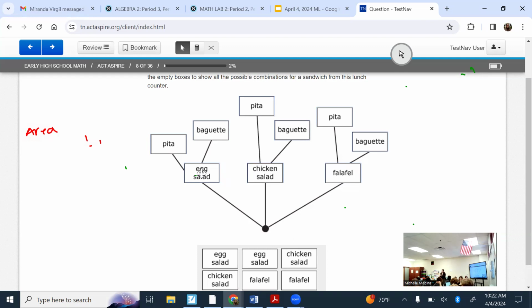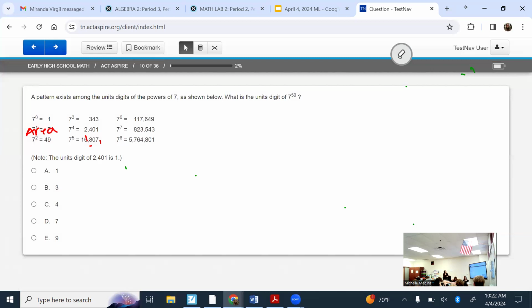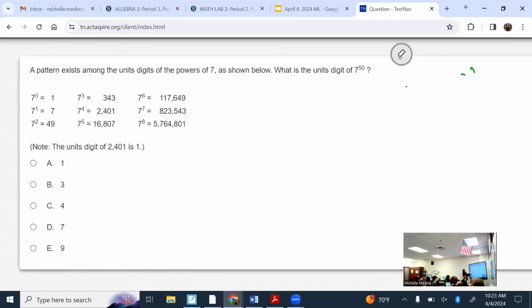John. Number 10. Okay, so this one was an interesting one. It said a pattern exists among the unit digits of the powers of 7 as shown below. What's the units digit of 7 to the power of 50? It's showing you some stuff, and even I was like, what's a units digit? I don't know. It tells you right here. So that's why they say in some of the instructions, read everything.